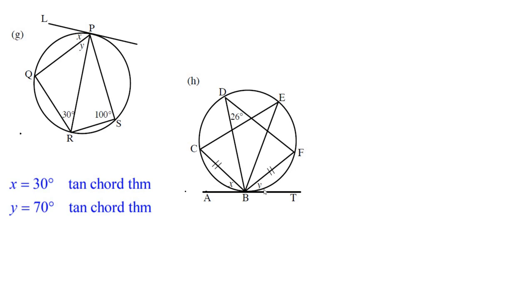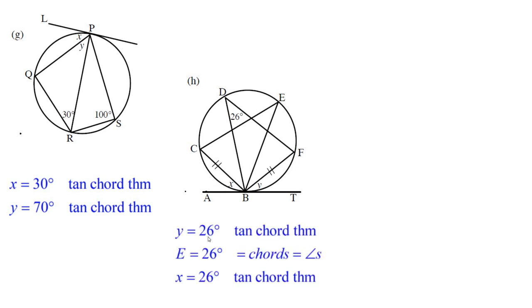Now, if we look at this thing here, these are angles opposite equal chords. That means angle E's got to be 26 degrees because these chords are equal. And if E is 26 degrees, x must be 26 degrees because of the tan chord theorem.